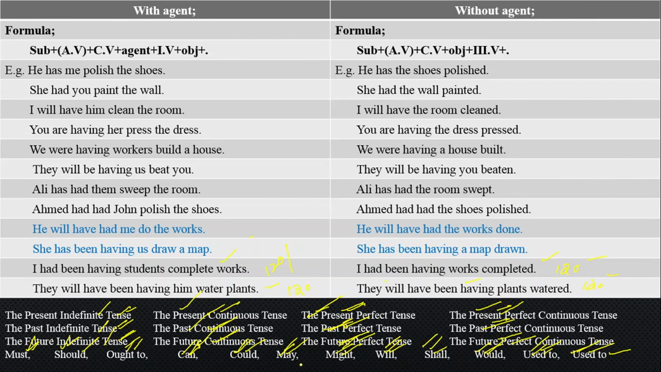They have been having plants watered since morning, they have not been having plants watered since morning. Have they been having plants watered since morning? Have they not been having plants watered since morning? Haven't they been having plants watered since morning?